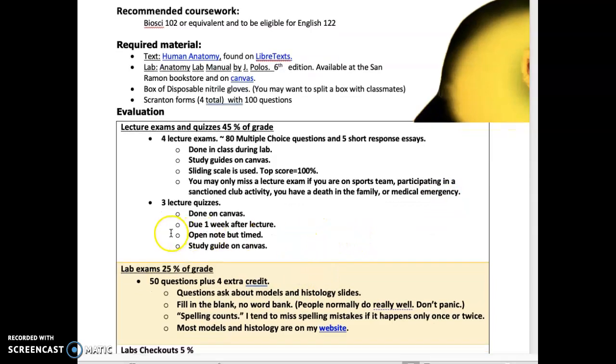3 quizzes done on Canvas. They are due 1 week after the lecture on it. Open note but timed, and the study guides are on Canvas.